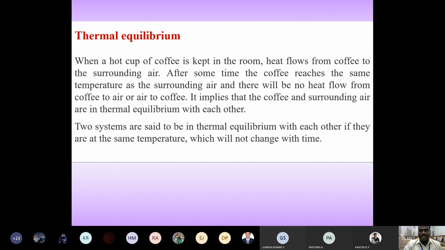So it implies that the coffee and surrounding air are in thermal equilibrium with each other. This way we can say that the system is in thermal equilibrium, right? Systems are said to be in thermal equilibrium with each other if they are at the same temperature, which will not change with time. So if there is no change in temperature with time, we can say that the system is in thermal equilibrium.